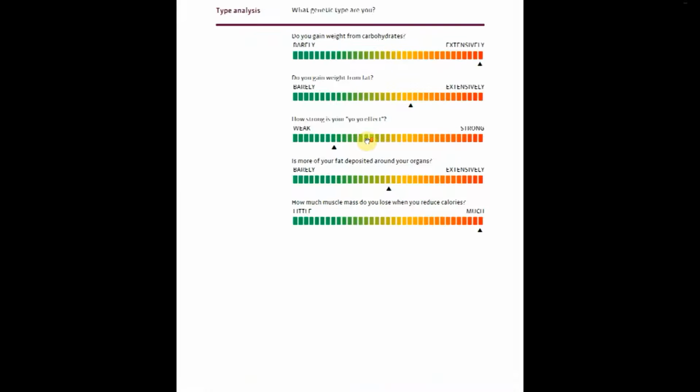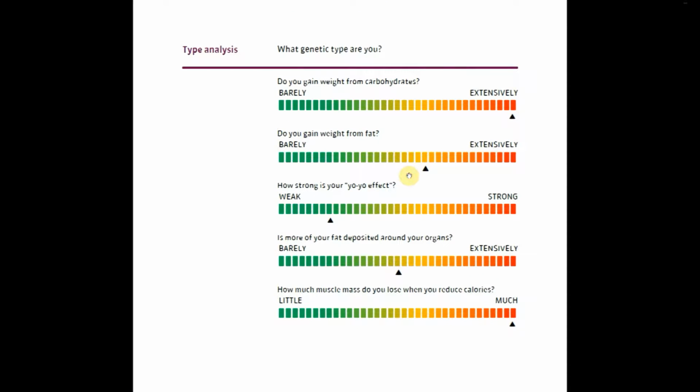Now here we see what kind of information we could gather from your genetic test. And the first thing looks at what sort of genetic type you are. For example, the first question is, do you gain weight from carbohydrates? There have been studies that some people, when they eat more carbohydrates, gain weight, which is what you would expect because carbohydrates, sugars, they have a lot of calories. However, other people did not. And the difference was a genetic variation.